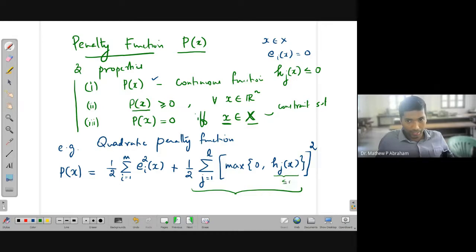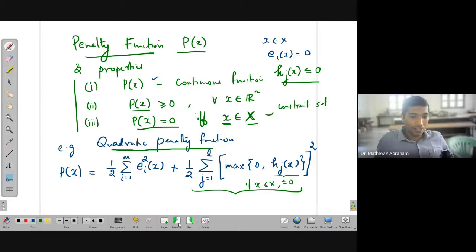So this will be less than or equal to 0 if x belongs to capital X, right? So if this is less than or equal to 0, the maximum of 0 and this term will always be 0, right? Because this will be less than or equal to 0, so the maximum of 0 and hj of x will be 0, and hence this condition is satisfied if x belongs to the constraint set, or x satisfies the inequality constraint. Okay, so this is a potential penalty function which satisfies these three properties.